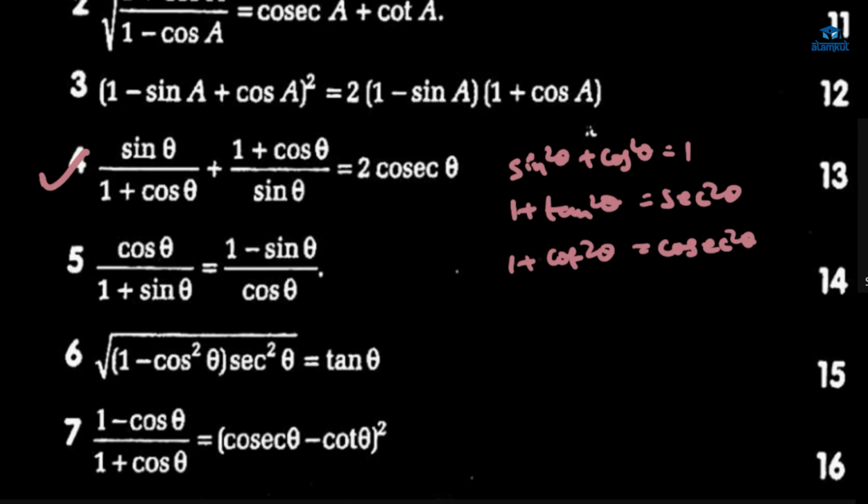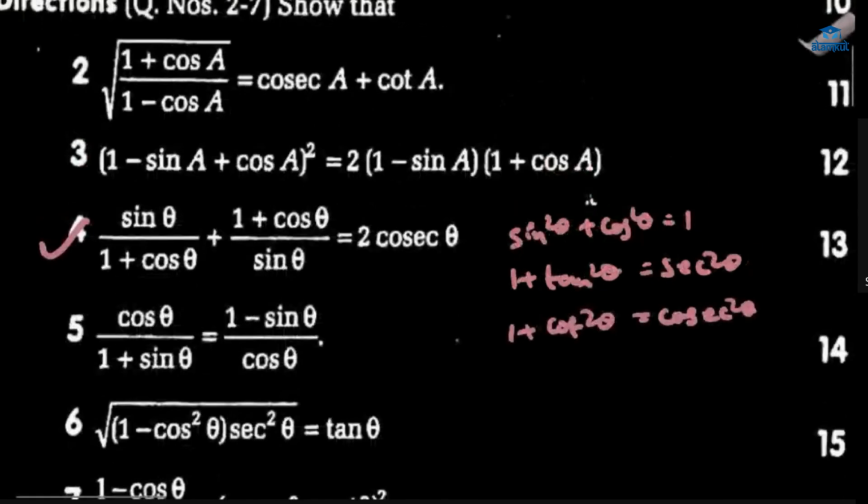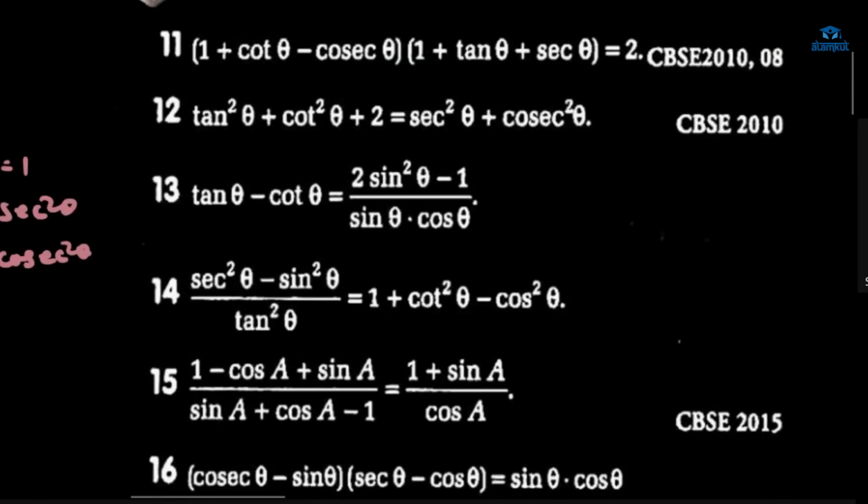Just cross multiply first. Cross multiply and see, some terms will get cancelled automatically. Ma'am, I got it. Done? Yes, ma'am. Okay. Kashvi, yours? Yes, ma'am. So proved now. No problem. Any problem? No.